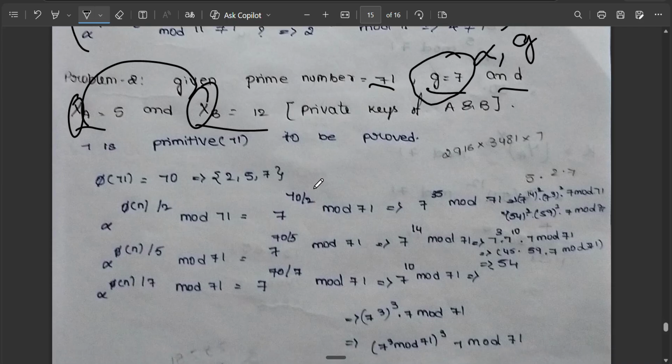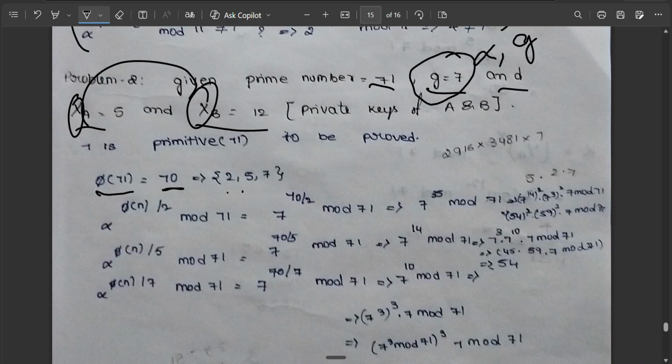So same, first you have to check whether the given number is prime or not. Once you confirm that the given number is prime, then we are going to find whether the value of alpha is a primitive root of the prime number or not. For that, what was the method we have discussed? Euler Totient function of 71 is equal to 70, because 71 is prime, so n minus 1 is 70, and 70 can be written as 2 into 5 into 7, so those are the prime factors.